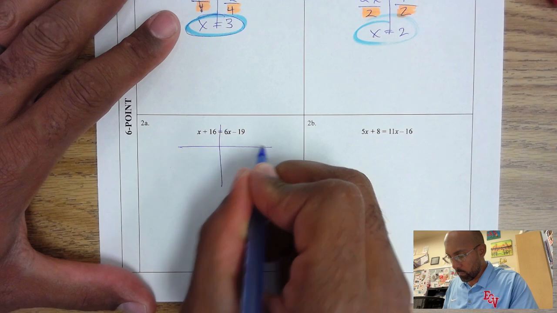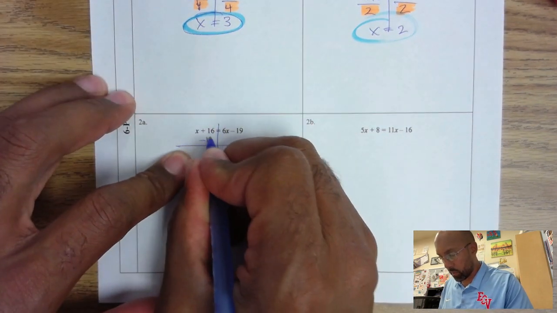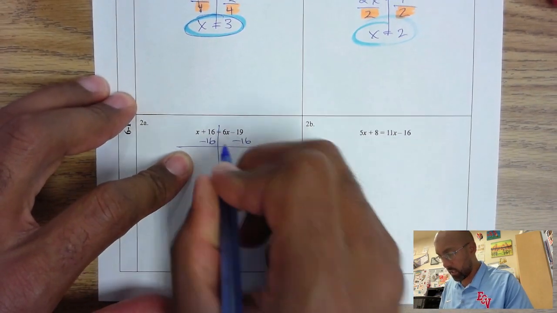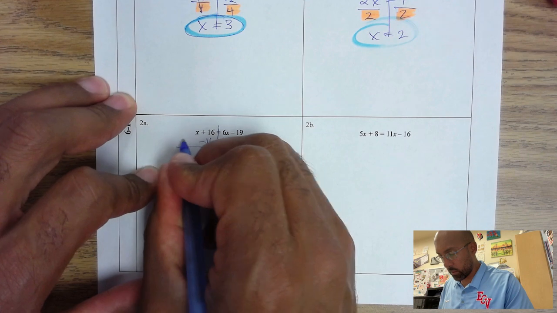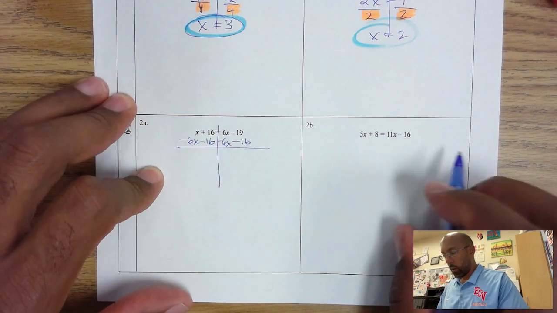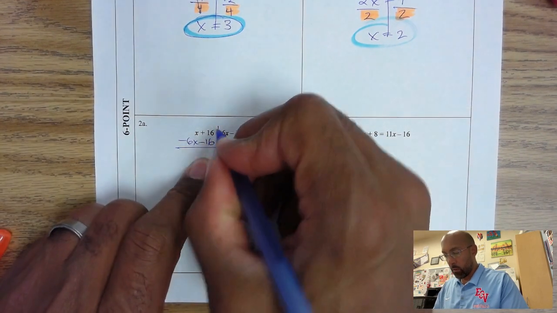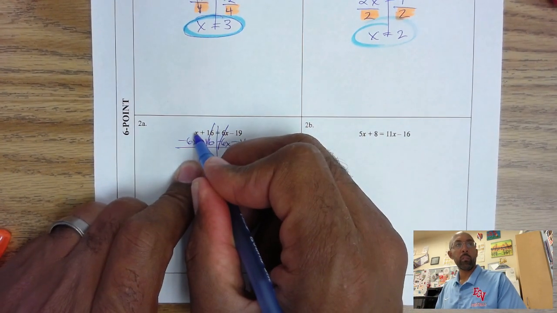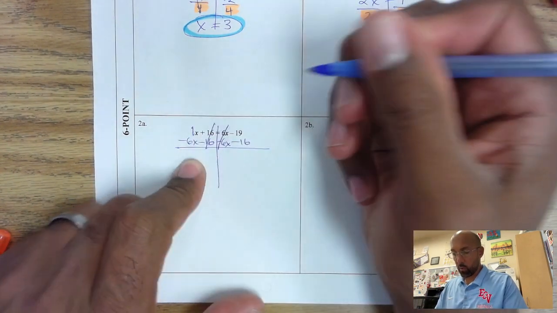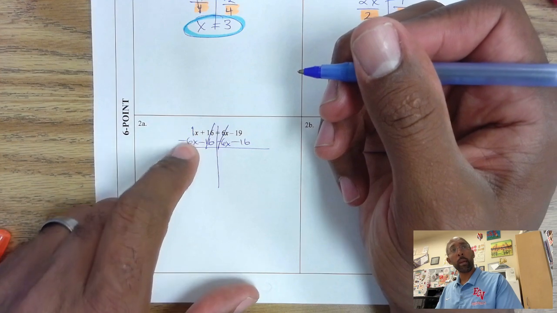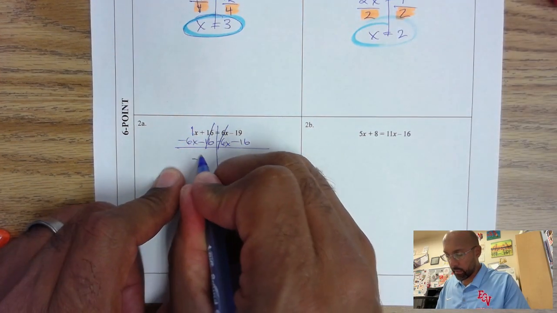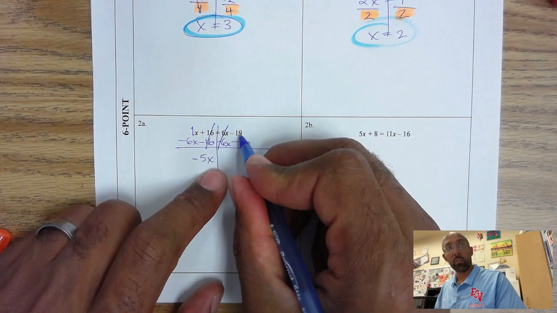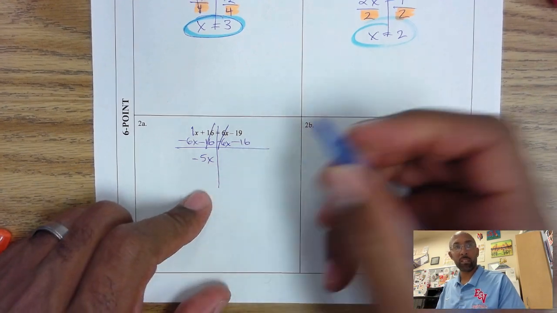All right. So again, same steps. First, we subtract 16, subtract 16, subtract 6x, subtract 6x. Okay. Right here, this is going to cancel. So is the 6. Now here, if you don't see anything, you guys know that's a 1. So we're basically doing 1 minus 6x. That's negative 5x. And then we're doing negative 19 minus 16.